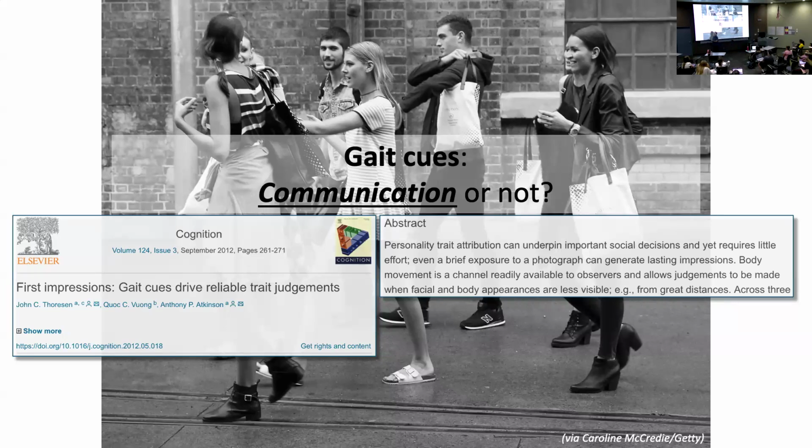Any thoughts about that? Yeah. So you say, since you did language, you said it would be communication if you're trying to communicate.